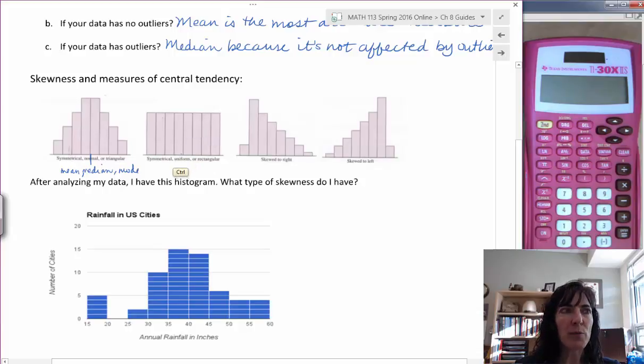If we have symmetrical, uniform, or rectangular, we will probably have the mean, and I can call it x bar, the median, and the mode, all right there at the center.